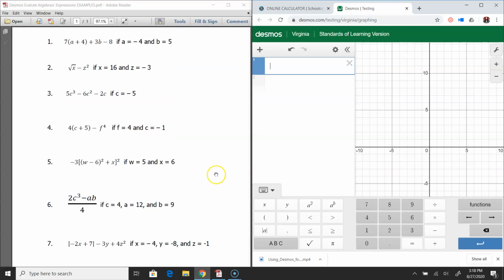Hopefully that makes sense. Type carefully. Double check what you've typed to make sure it matches up. And if there are any questions at all, be sure and let me know.